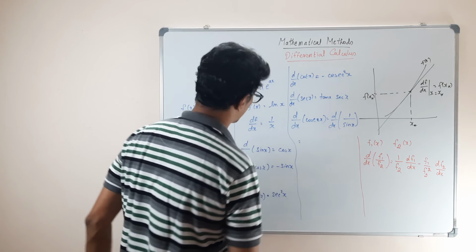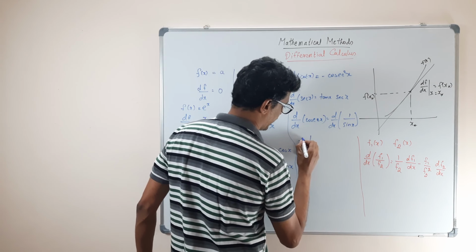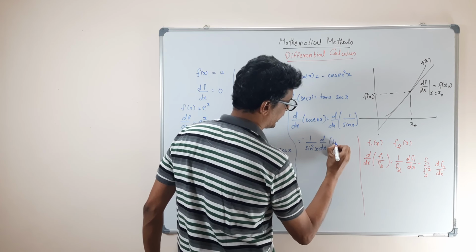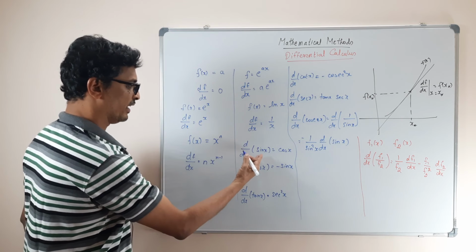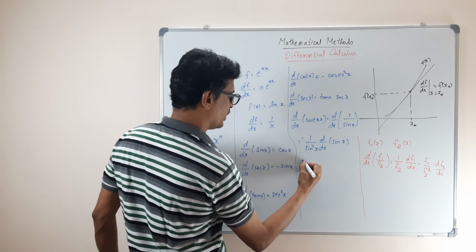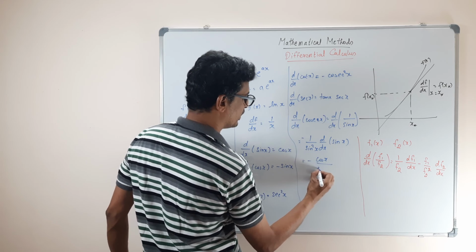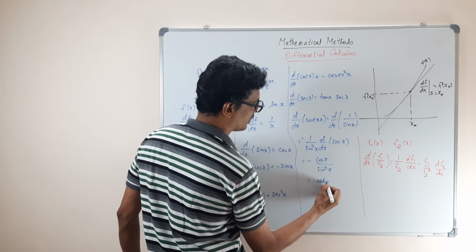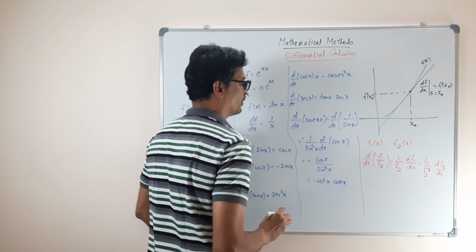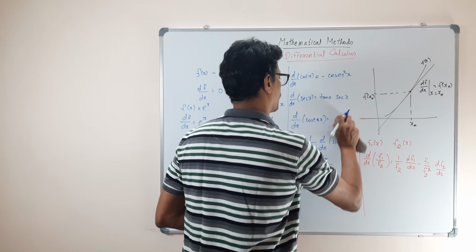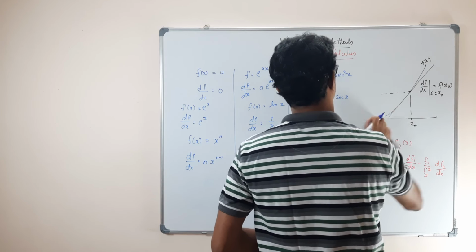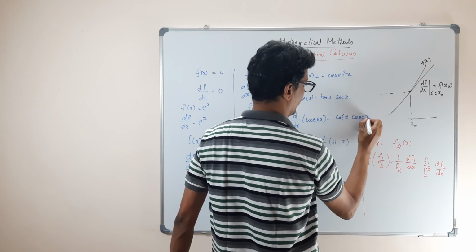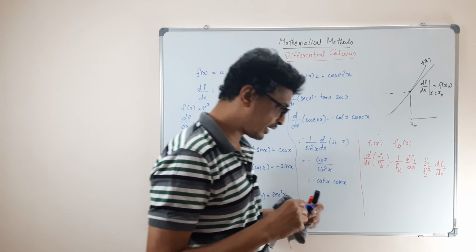Tell me. First goes to 0. Second case is minus 1 by sin square x, times d by dx of sin x. Minus 1 by sin square x times cos x. Correct. So this will be minus cos x divided by sin square x. That's equal to what? Minus cot x cosec x. And that's what your formula is. So you understood? Minus cot x cosec x. Okay, this way you can derive it, and that's all.